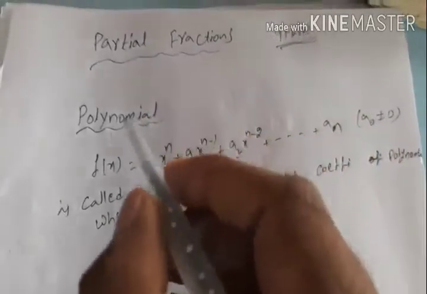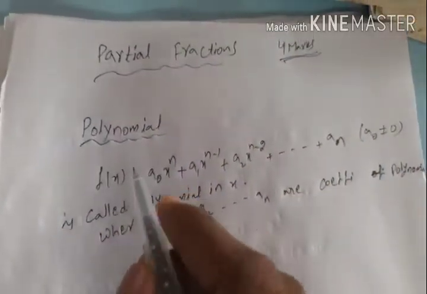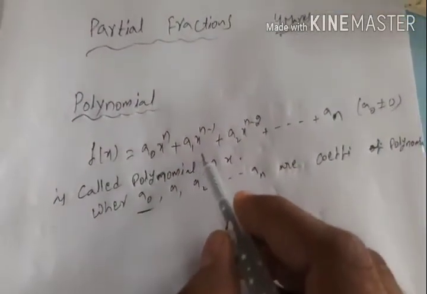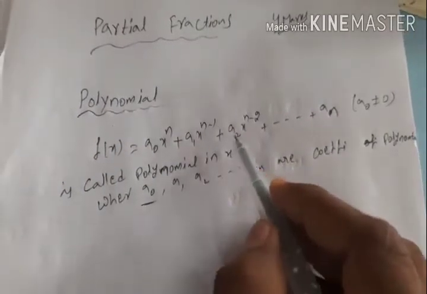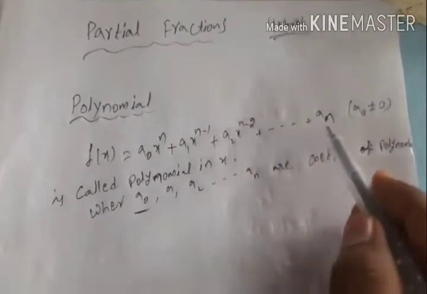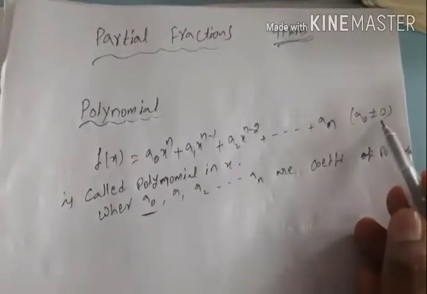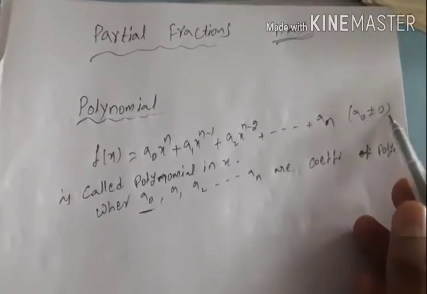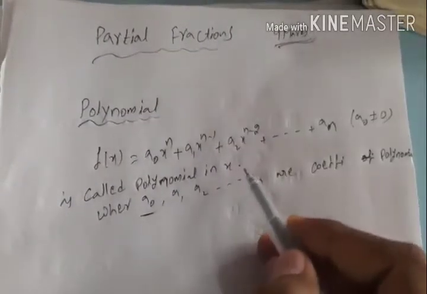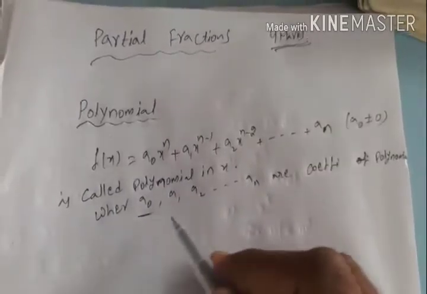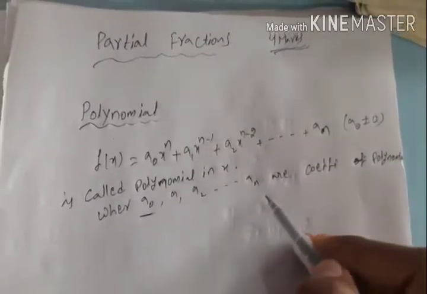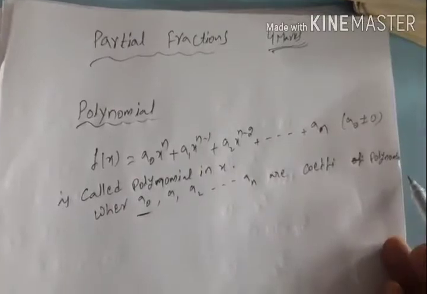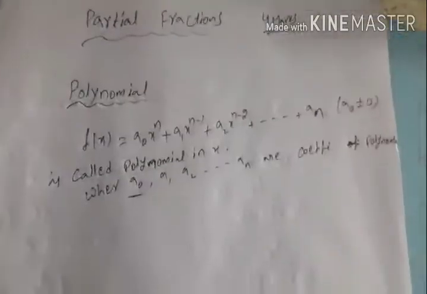First, we discuss the polynomial. What is a polynomial? f of x is equal to a naught x power n plus a1 x power n minus 1 plus a2 x power n minus 2 and so on up to a n, where a naught is not equal to 0, is called a polynomial in x, where a naught, a1, a2 and so on up to a n are called the coefficients of the polynomial.